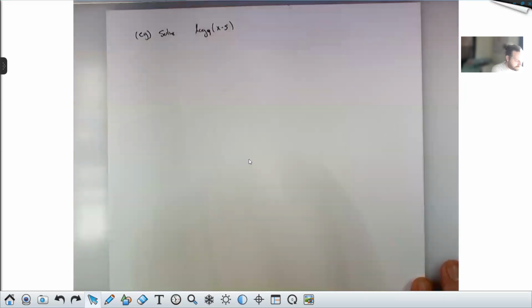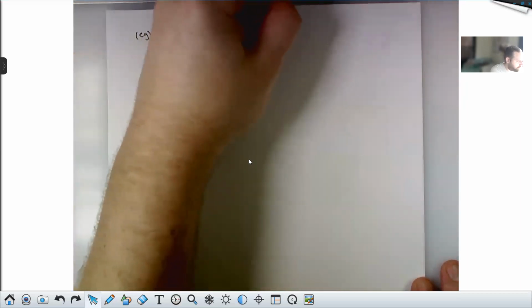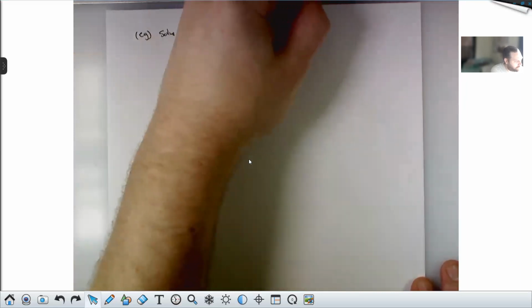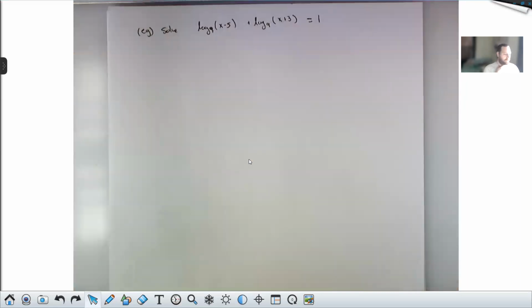Let's solve the base 9 log of x minus 5 plus the base 9 log of x plus 3 is equal to 1. Very similar to the last guy, just a bit more practice.